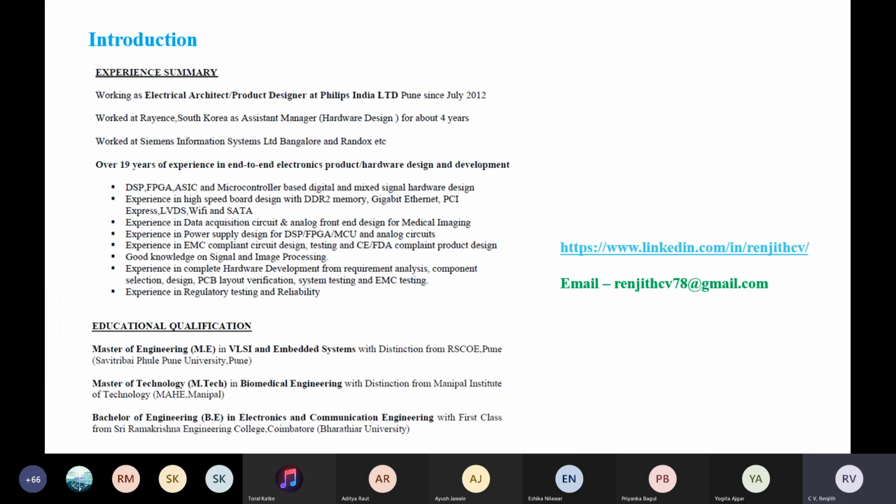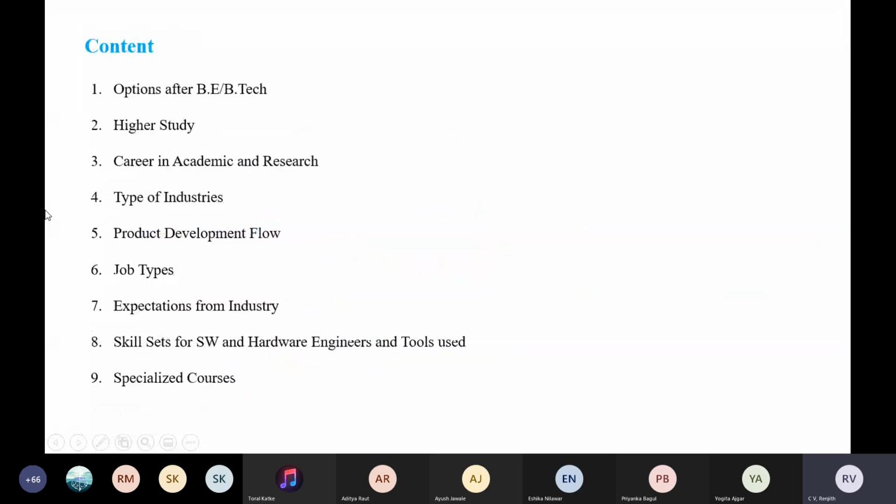Beyond my profile, I have over 19 years of experience in product development. The majority of my experience is in hardware design with DSPs, FPGAs, and processors. I have also designed products with wireless, Wi-Fi, Bluetooth, etc. I've also worked on the regulatory and reliability aspects as well. I'm involved in end-to-end development in various phases and work with multiple teams. I have a master's in VLSI and embedded systems and biomedical engineering, and I've done my graduation in electronics and communication engineering. So this is about my experience. Now let's get started.